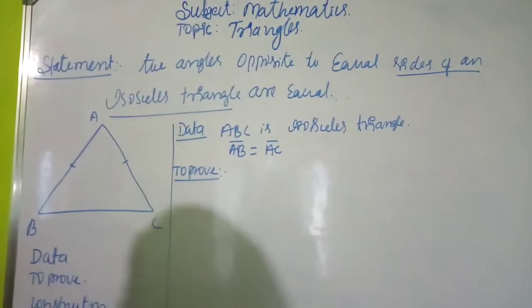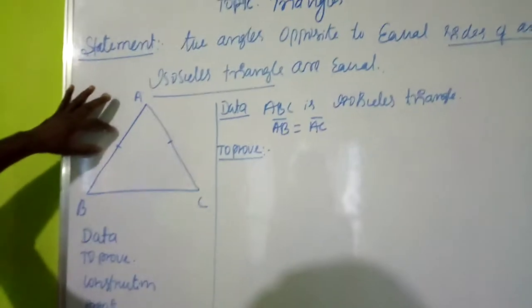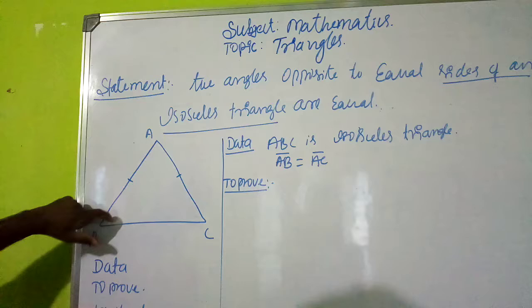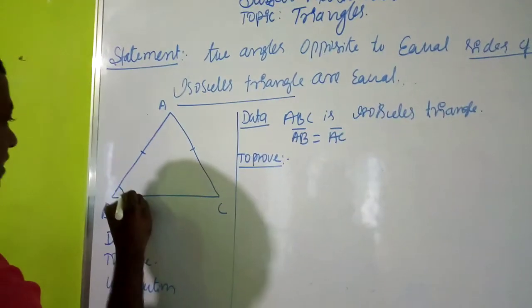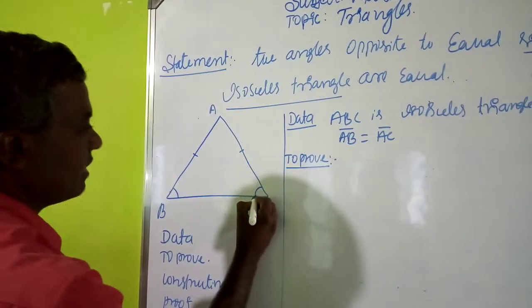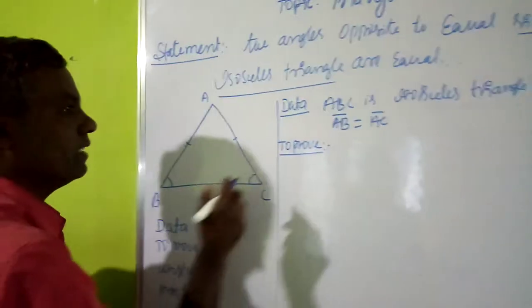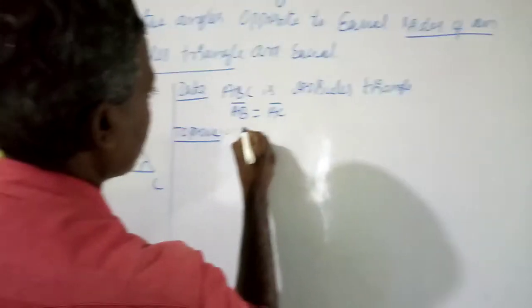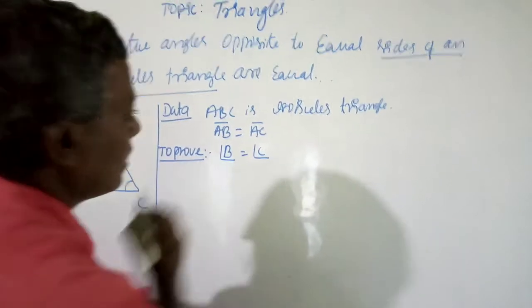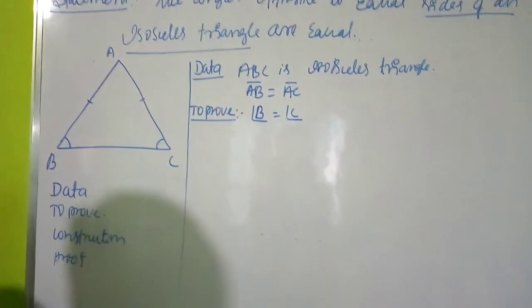Which is our angle? See here, this is AB, its opposite angle is C. So this is AC, its opposite angle is B. This is the angle opposite to AC. This is angle C, which is opposite to side AB. So we want to prove here angle B is equal to angle C. Okay students, so this is what we are going to prove.